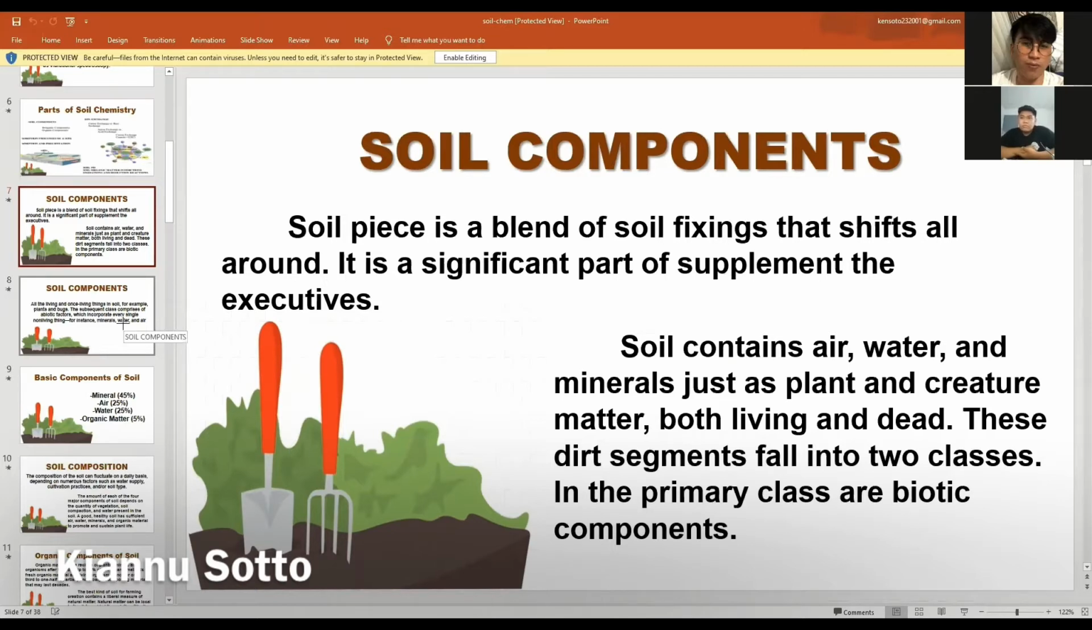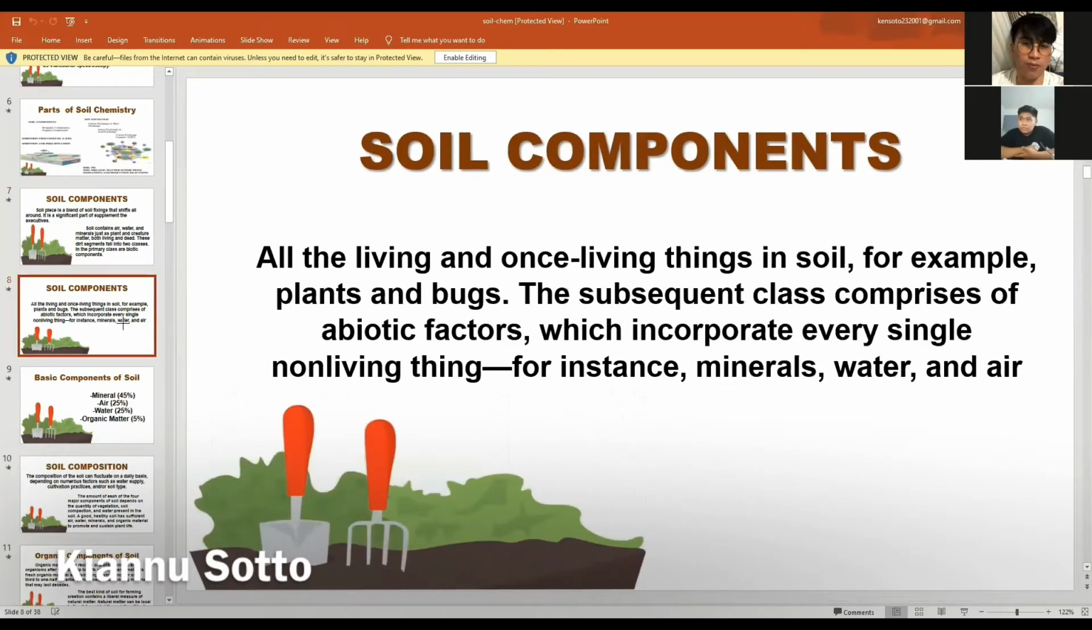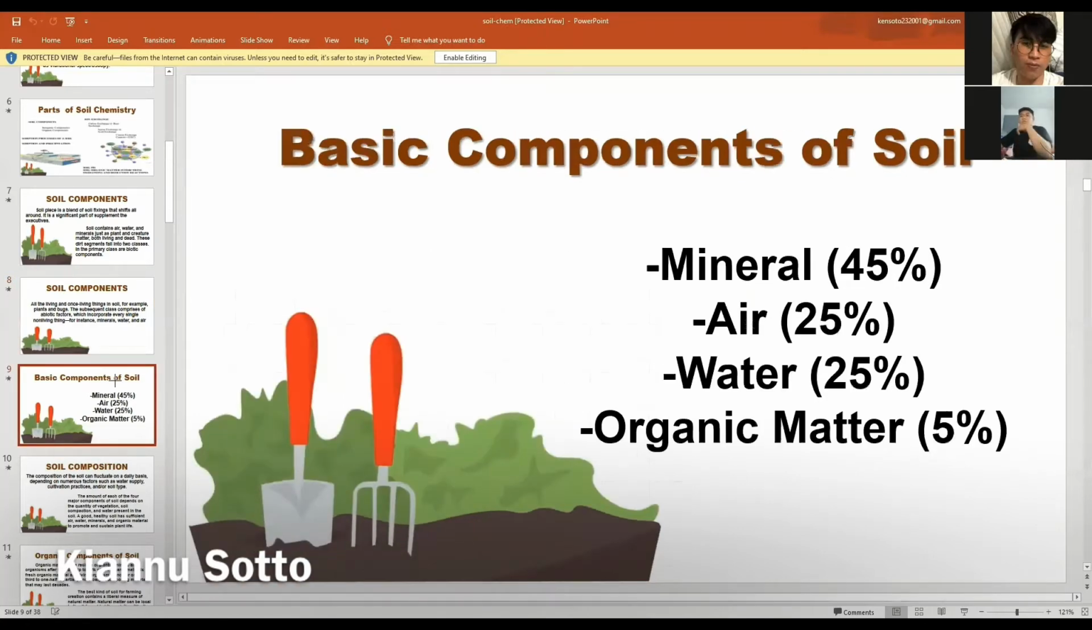These soil components fall into two classes. In the first class are biotic components: all the living and once-living things in soil, for example, plants and bugs. The second class consists of abiotic factors, which include every non-living thing, for instance, minerals, water, and air. The basic components of soil are minerals, air, water, and organic matter.